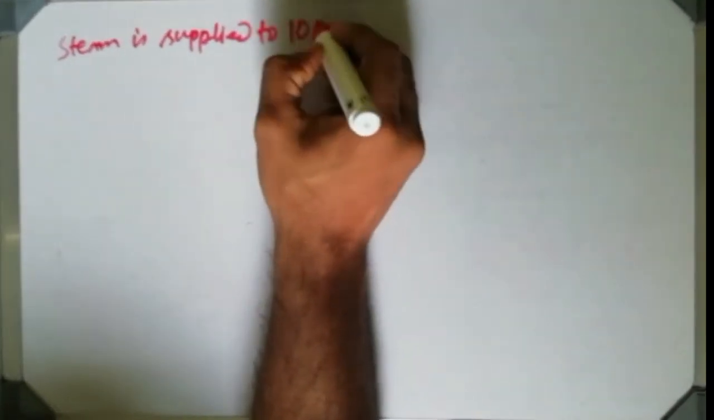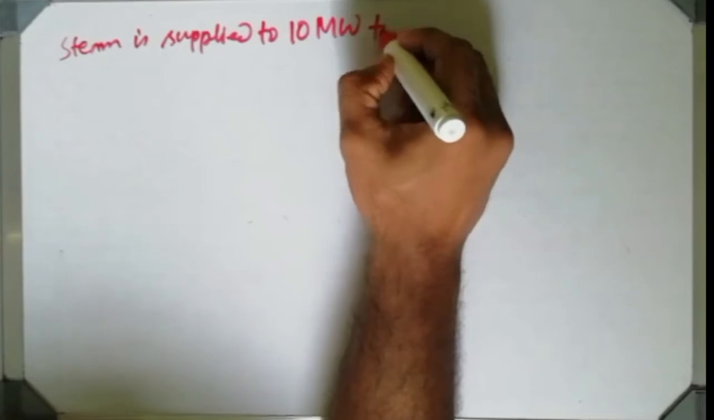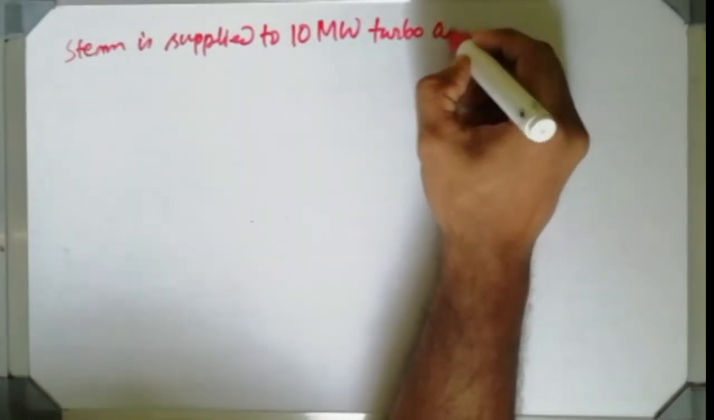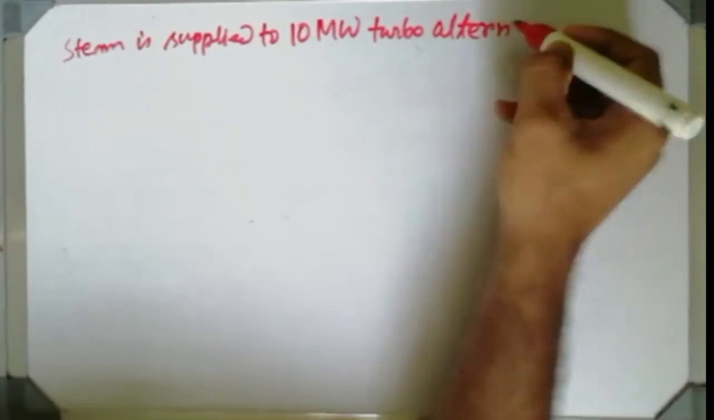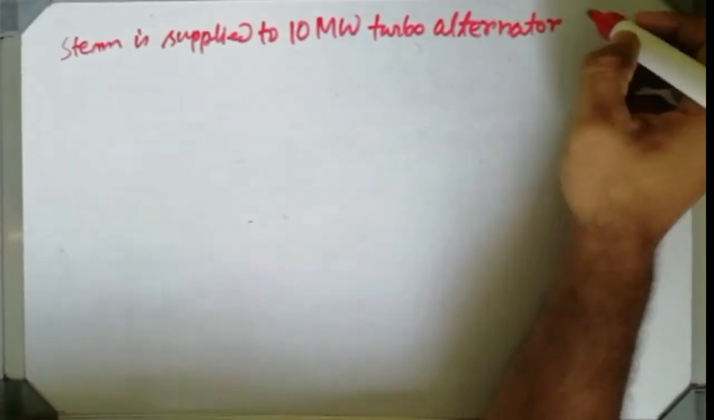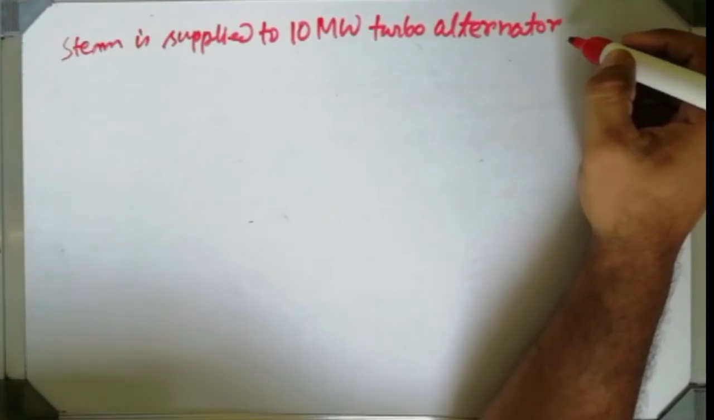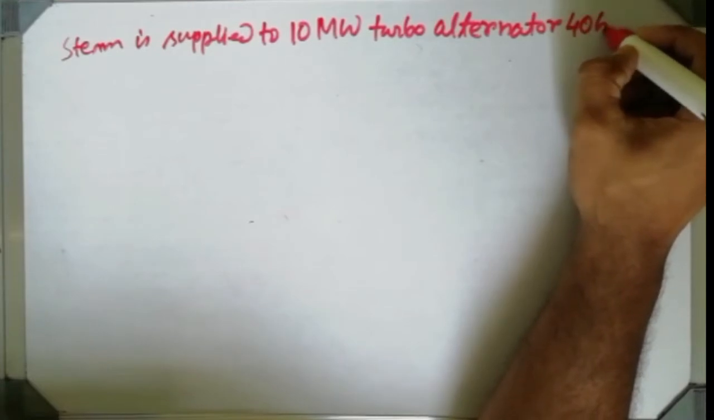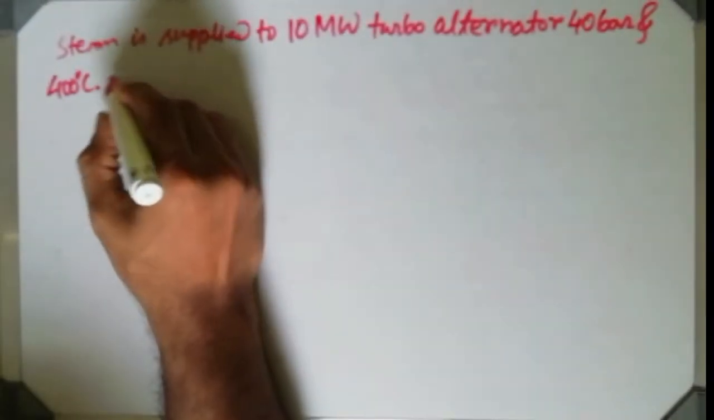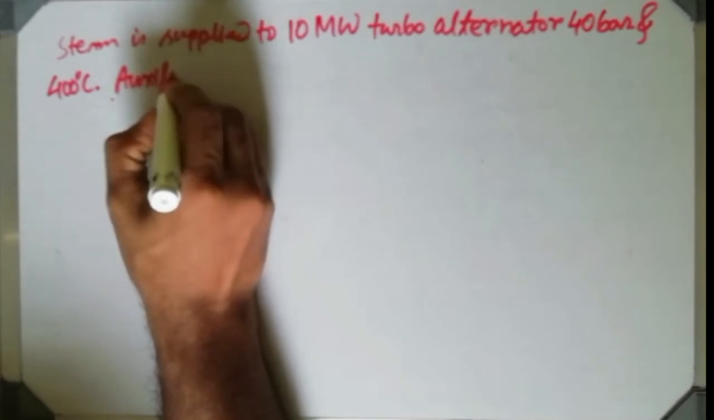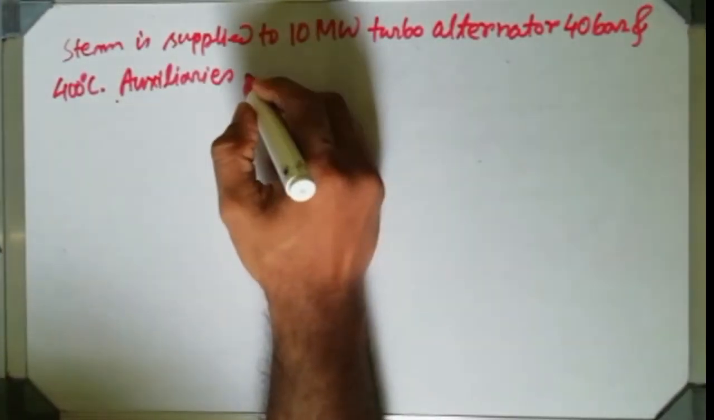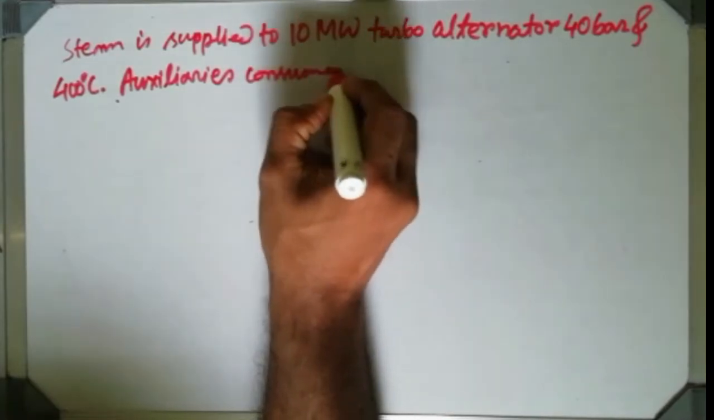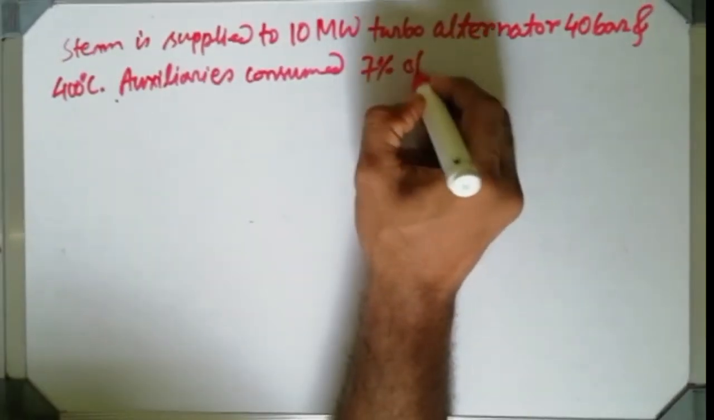to a 10 megawatt turbo alternator. Turbo alternator means, you know, the alternator, which you are very well acquainted with, and turbo means a rotational thing is there. Turbo alternator at 40 bar and 400 degrees centigrade. Then auxiliaries, spelling mistake can be there, consume 7% of the output.